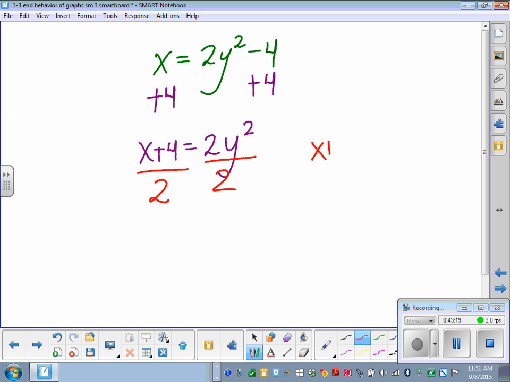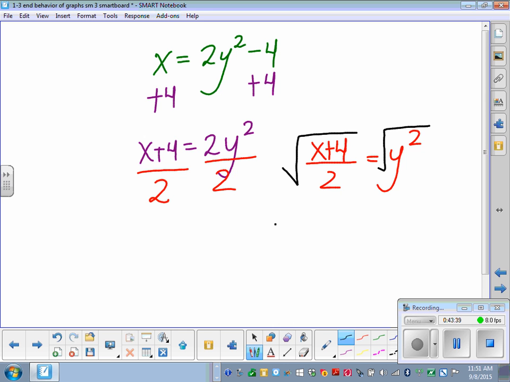So we have (x + 4)/2 is equal to y squared. Well, y is not by itself. That's y squared. But we have talked about this, guys. To undo a square, the inverse of something squared is the square root. So we're going to take the square root of both sides. You can't just do it to one side.